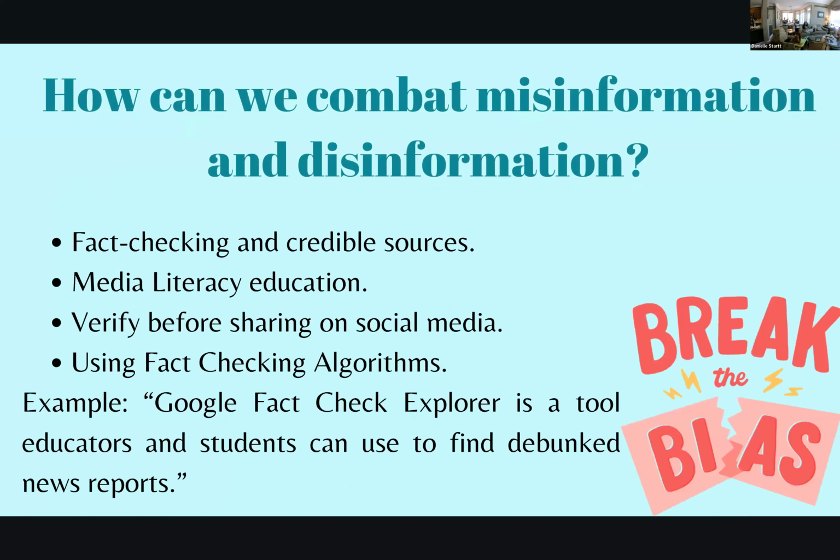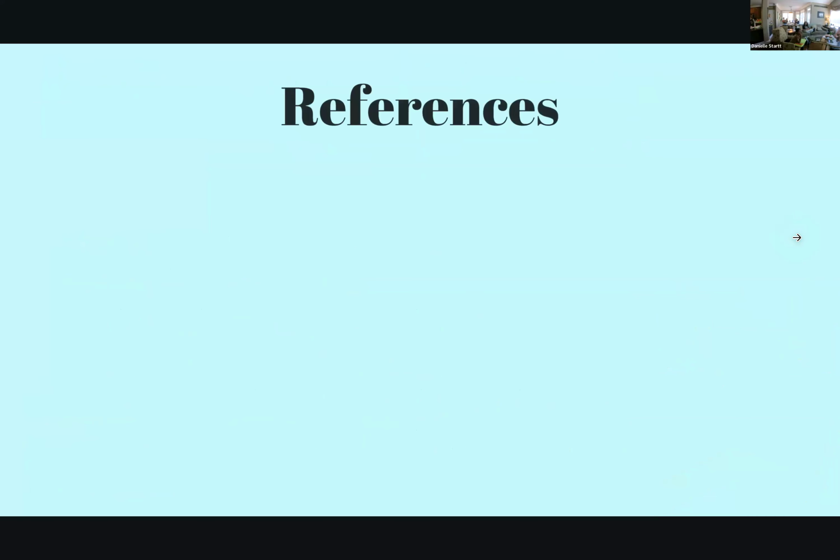But how can we combat this? It's all about fact checking and making sure the sources are credible. Media literacy education should start in late middle school, early high school. And we have to verify before sharing stuff on social media and use fact checking algorithms. Google Fact Check Explorer is an excellent example. It's a tool teachers and students can use to find debunked news reports. That's how we break the bias.